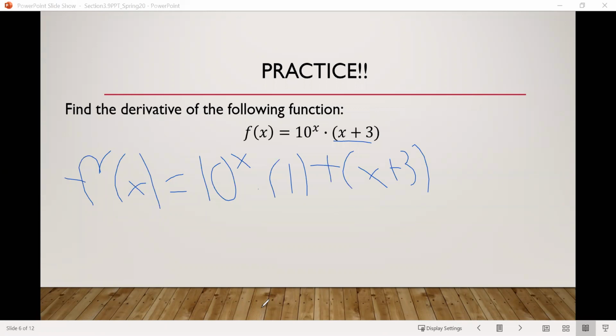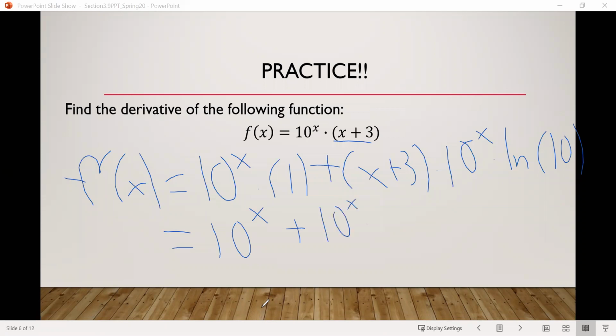So this is an exponential function. I just realized what I have in my notes I think is wrong. So the derivative here should be 10 to the x times ln of 10, right, using what was on that previous slide. So we'll end up with 10 to the x, plus, looks like we have 10 to the x times ln of 10 times x plus 3. And you could distribute that stuff through if you wanted, but that's fine. We can just leave it like this.